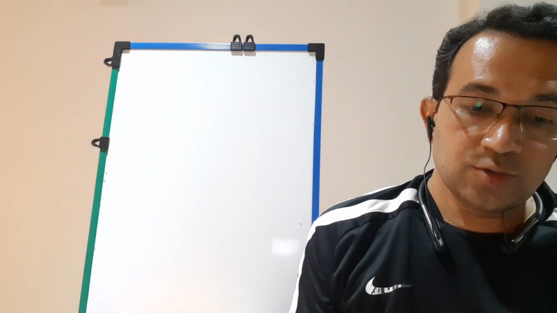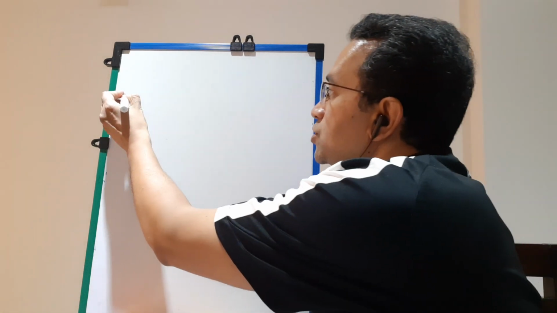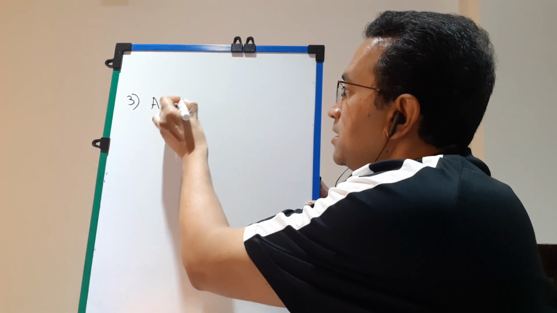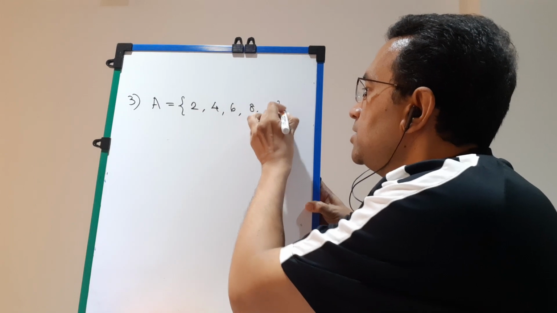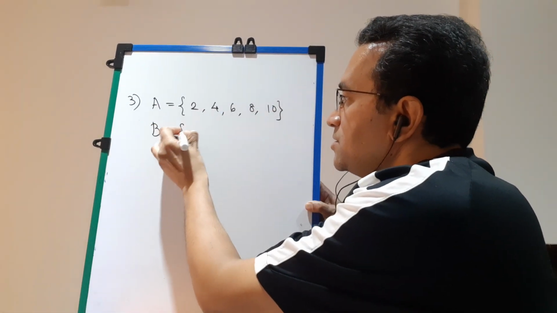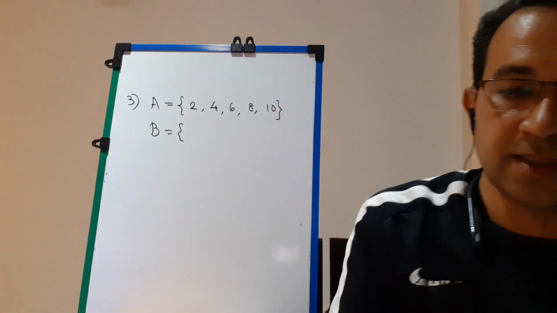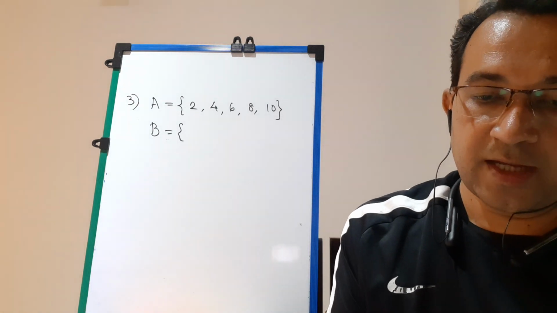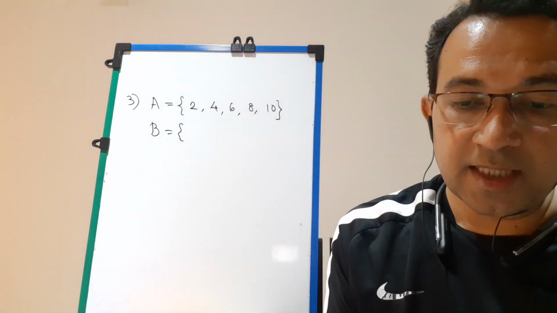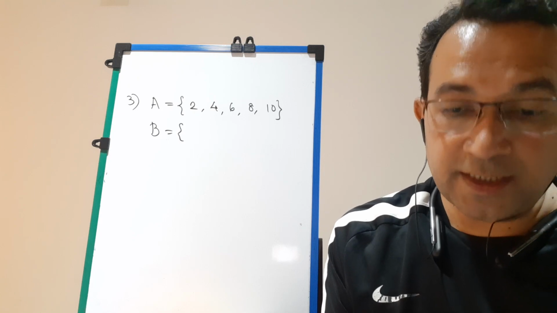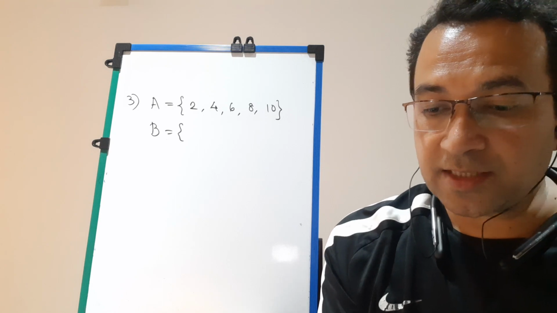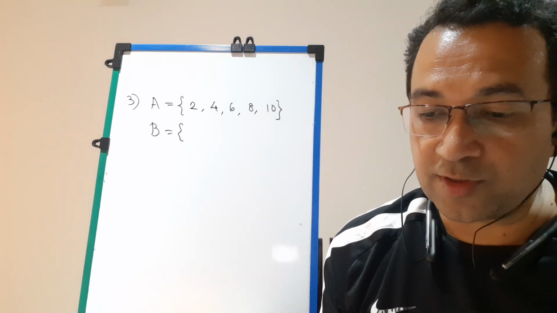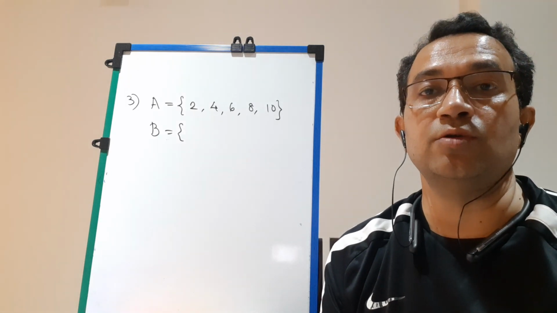A is equal to 2, 4, 6, 8, 10. Okay. Question 4, third pair. Set A is 2, 4, 6, 8, 10. So 5 elements. And set B is given in property method: x such that x is an even positive integer and x is less than or equal to 10.